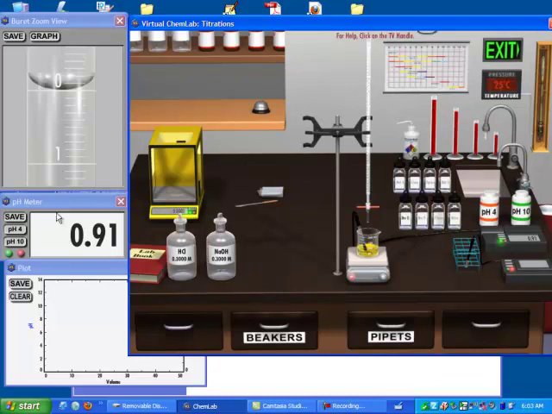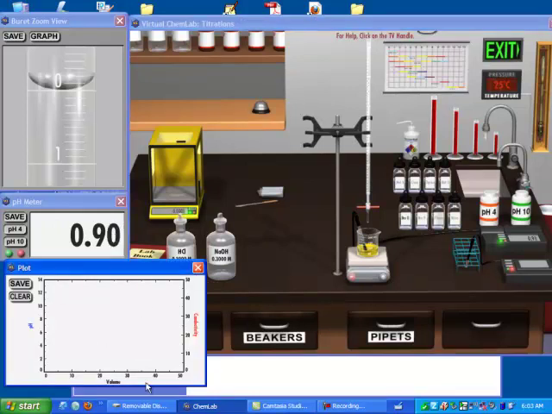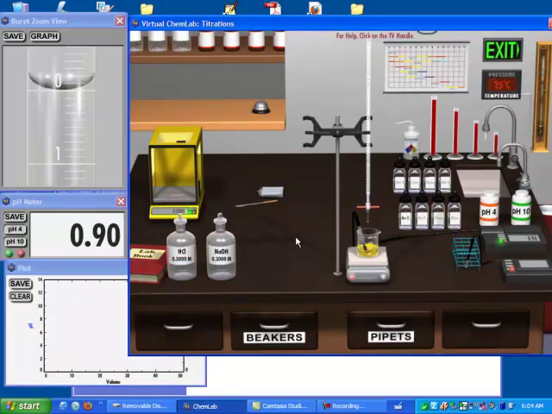So I've got my pH reading here. It's 0.91, so it's a very, very acidic solution, which makes sense. It's 0.3 molar. And this is my graph on the side. When you do this experiment, the computer will also graph it for you as you go. And of course, we've got our stirring going on at the same time.